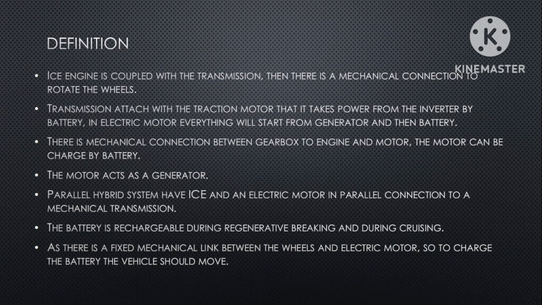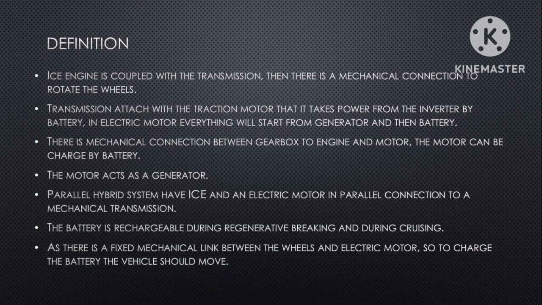The ICE engine is coupled with the transmission, then there is a mechanical component to rotate the wheels. The transmission is attached with the traction motor, or motor generator, that takes power from the inverter and battery. In the electric motor, everything will start from the generator and then the battery. When the vehicle is off, when the engine is off, everything is run by the battery. But when the engine turns on, the generator will supply electricity to all other components, even to the battery, and it will recharge the battery.